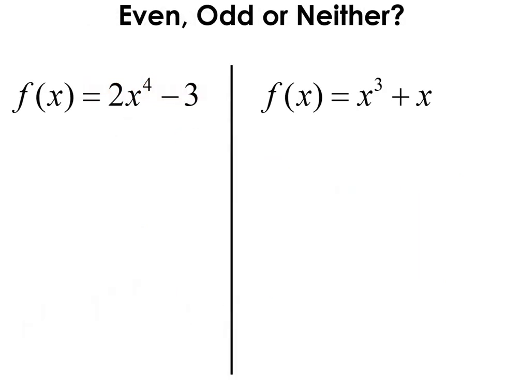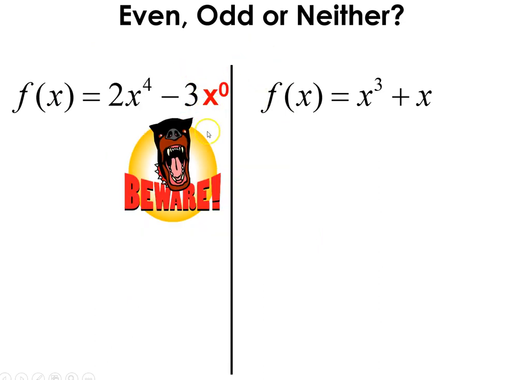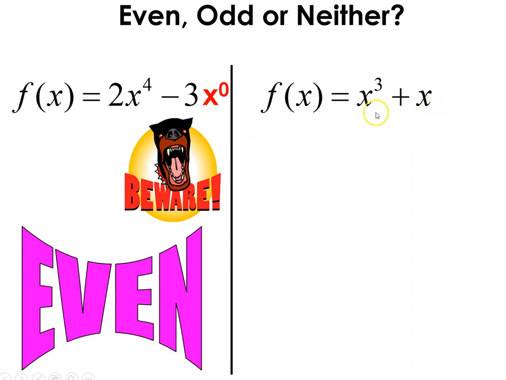All right, 2 more examples. The one on the left, again, I'm looking at the exponents. This is even. This one is considered even, so this function is even. Example on the right. x to the third is odd, and x is x to the first. Those are both odd numbers, so this function is odd.